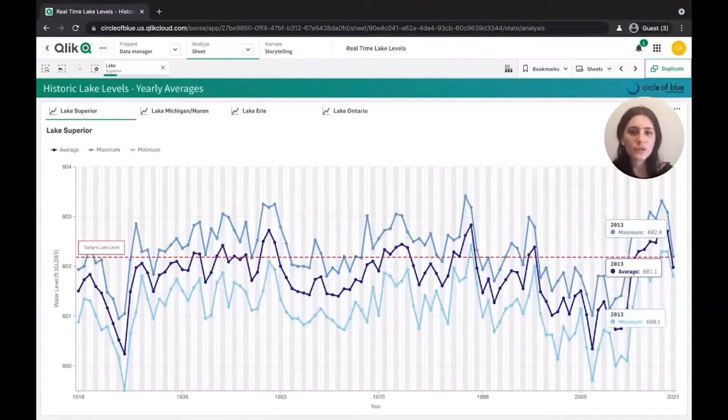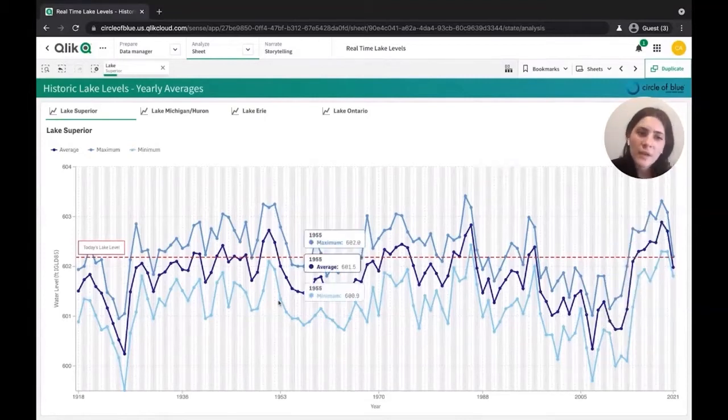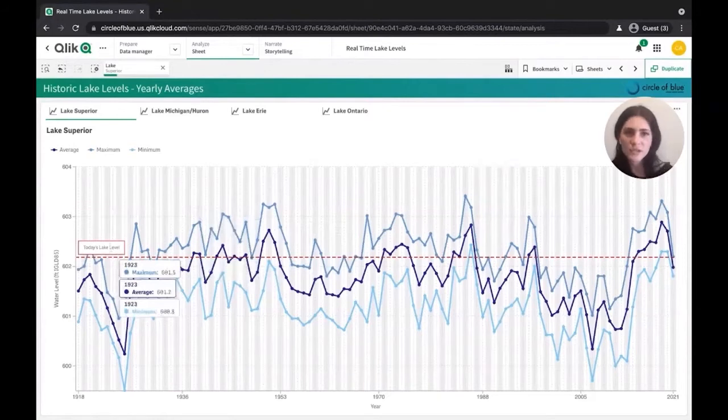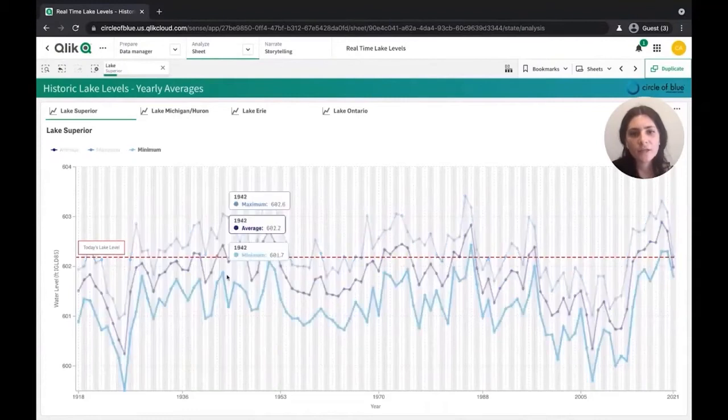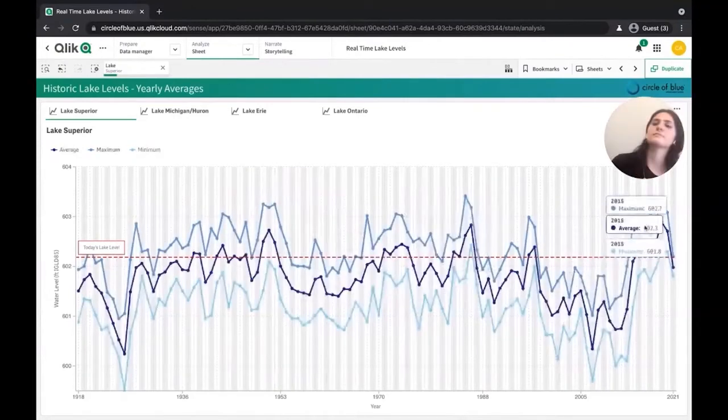And so we're seeing as lake levels fluctuate, how does that change the shoreline, and how does that impact policymakers and the public that want to be concerned about property values and also flood insurance. And along with that, we have overlaid today's lake level, so what you just saw on that last page in red, in comparison with yearly lake averages.